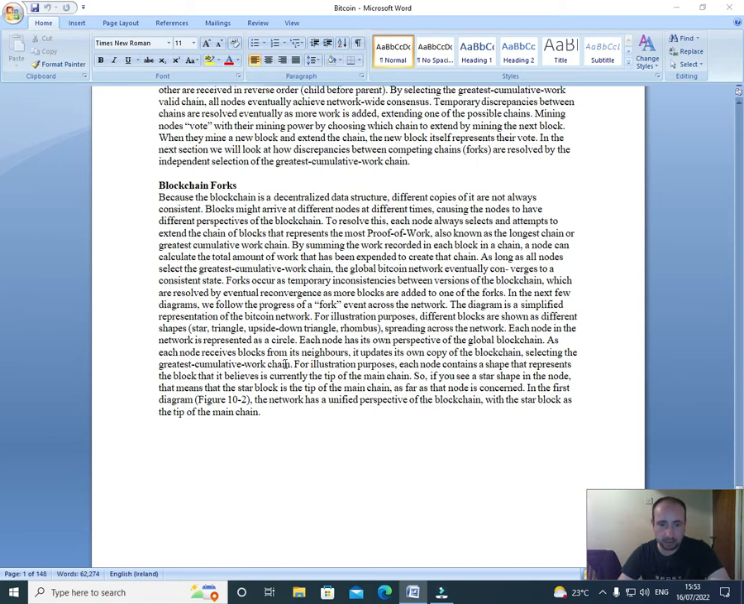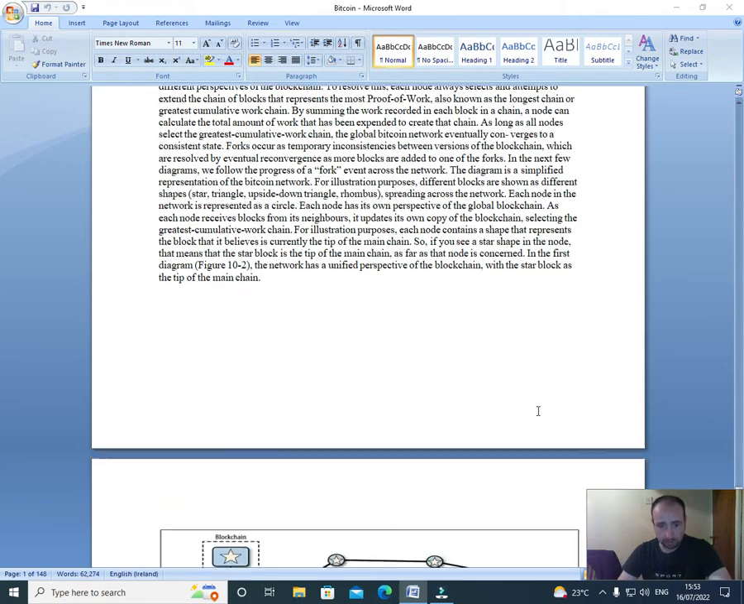As each node receives blocks from its neighbors, it updates its own copy of the blockchain, selecting the greatest cumulative work chain. For illustration purposes, each node contains a shape that represents the block that it believes is currently the tip of the main chain. So if you see a star shape in the node, that means that the star block is the tip of the main chain as far as the node is concerned. In the first diagram, figure 10.2, the network has a unified perspective of the blockchain with the star block as the tip of the main chain.